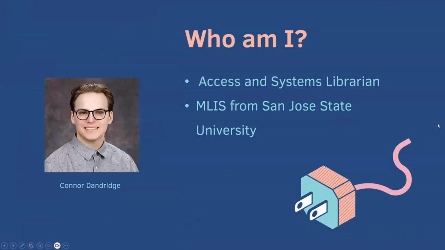So, hi, my name is Connor. I'm the Access and Systems Librarian here at Roseman University. I deal with all sorts of tech-related things for the library, including but not limited to the Roseman eCommons. I have my master's degree in library science from San Jose State University, which I recently acquired. And I'm putting those skills to good work here to help amplify our research here at Roseman. So without further ado, we're really going to get started now.